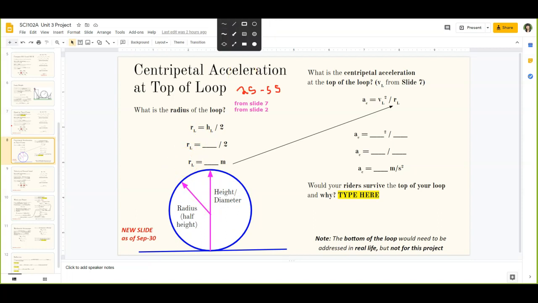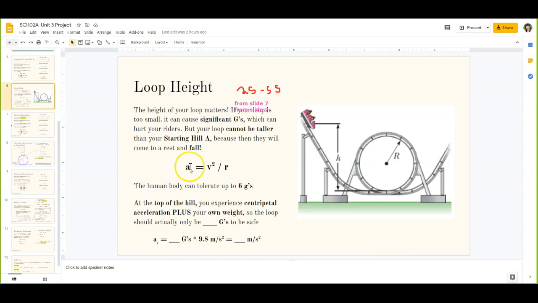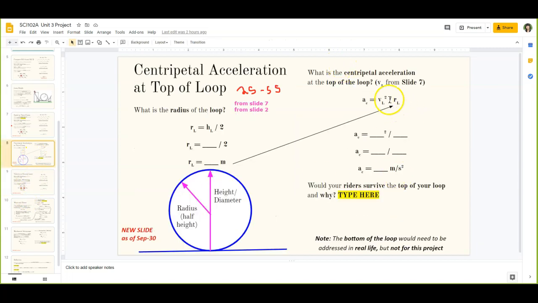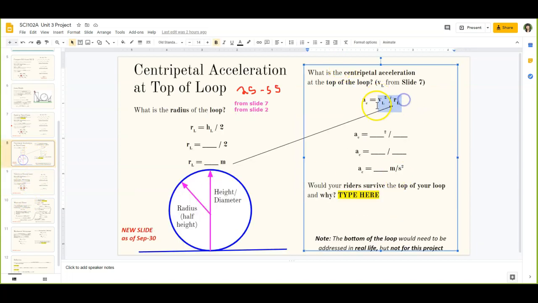Now, why do we need to know that? Well, remember that on slide number 6 we discussed centripetal acceleration, which is velocity squared divided by r. Going back to slide number 8, we see that equation again: the velocity at our loop squared divided by the radius of our loop. This is specifically looking at the top of the loop. Please note that in real life we should calculate the bottom of the loop, but this is not real life. This is just a project, and that would be a much more complex calculation. So we're going to ignore that one for now. We're only paying attention to the top.